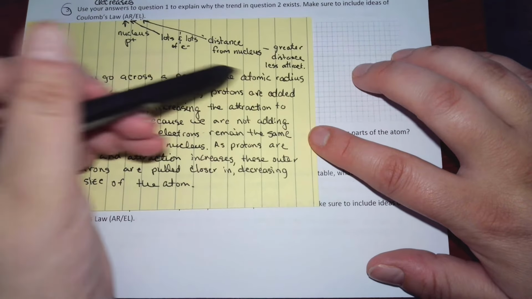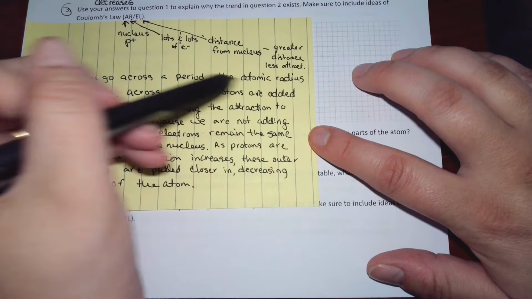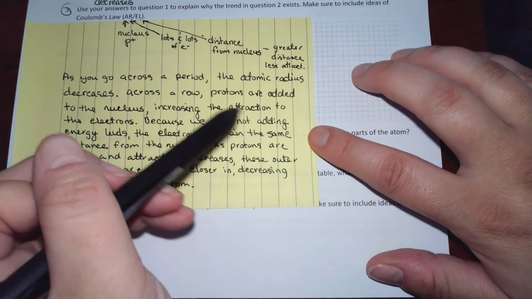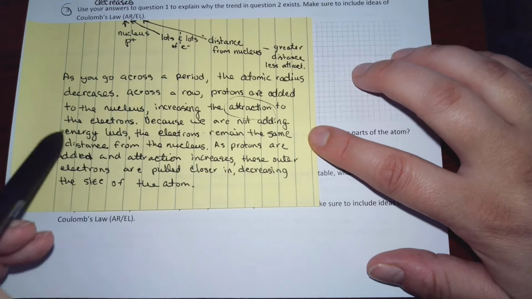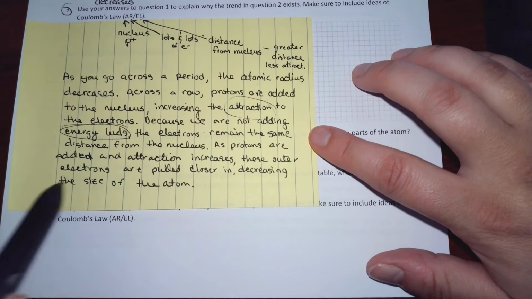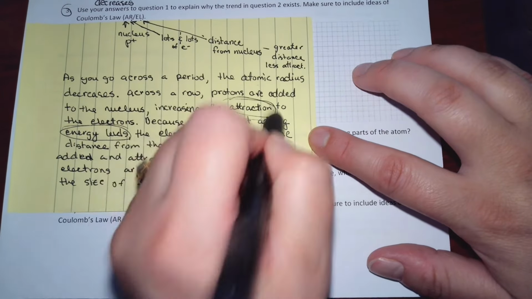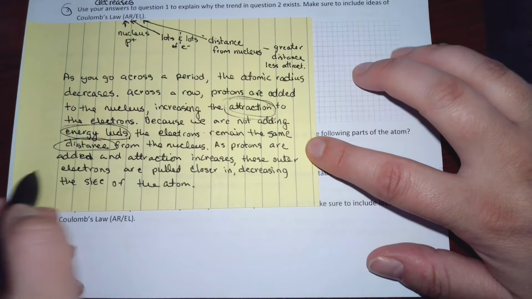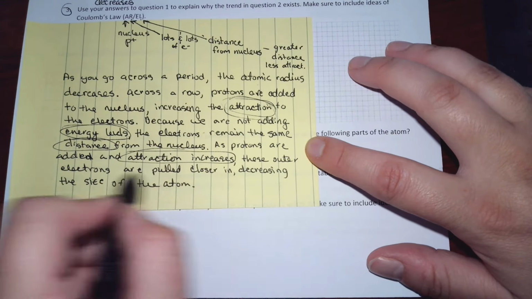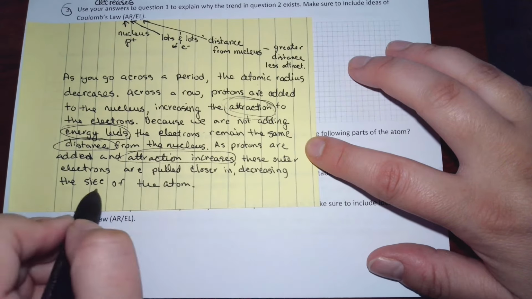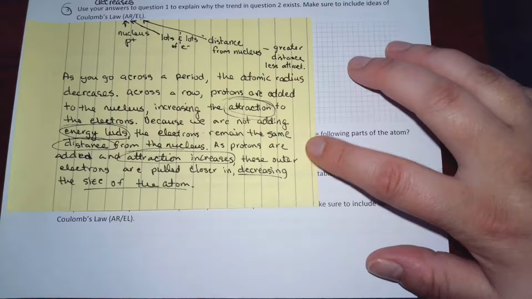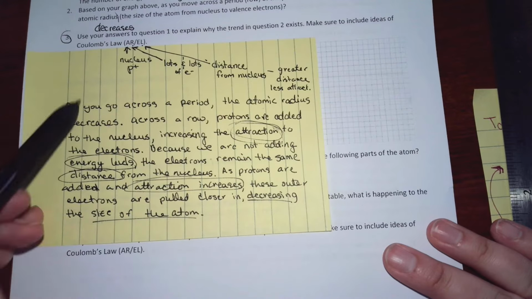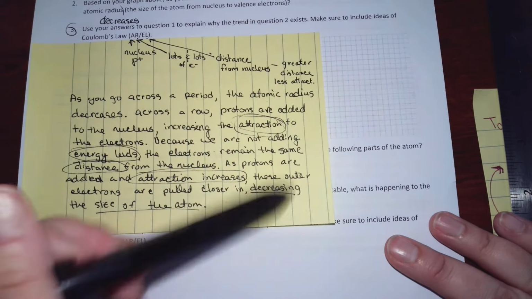But the most important part here is to talk about, here's the trend that we saw, how is the structure of the atom changing, and then there's my attraction, there's my energy levels. There's not a significant amount of repulsion that matters in this one, so I've left that one out. But we've talked about attraction, energy levels, distance from the nucleus, attraction increasing, and then related it to the decrease in the size of the atom. So that is a very complete answer to this question. And this is the kind of answer that I'm looking for on your aerial project.